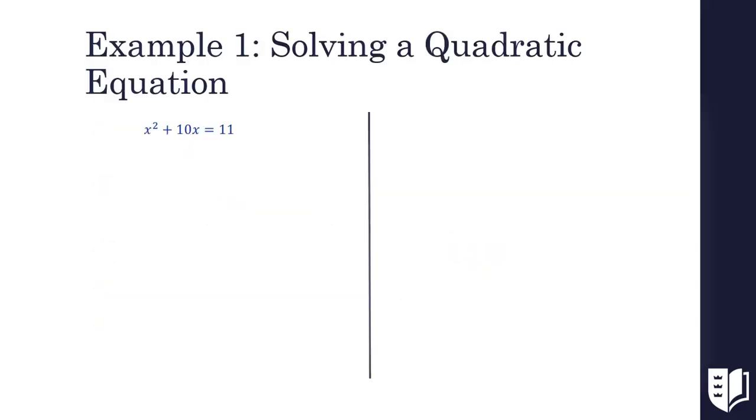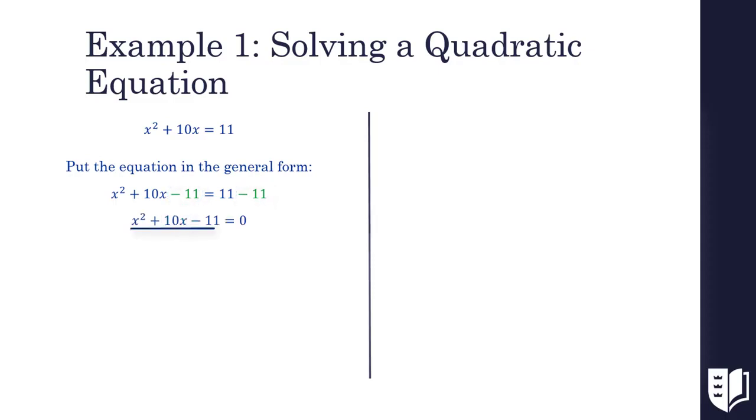Now let's solve a quadratic equation. We are given the equation x squared plus 10x equals 11. Based on a quick look, we can probably try to factor or complete the square. Let's complete the square for this problem since a equals 1 and b is even. First, we need to put the equation into standard form. We do this by subtracting 11 from both sides of our equation. This result is x squared plus 10x minus 11 equals 0.